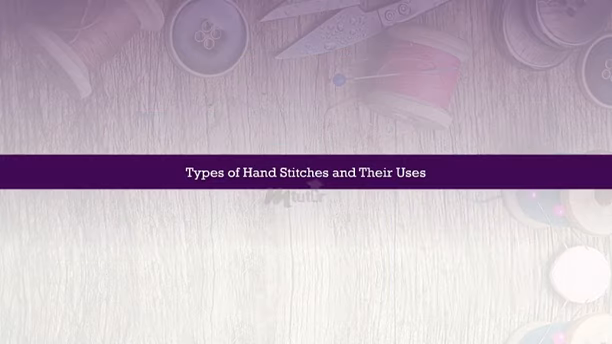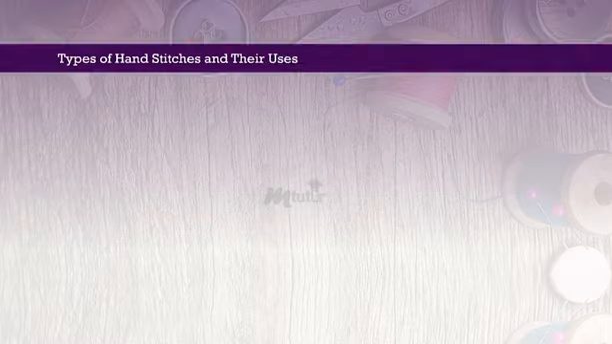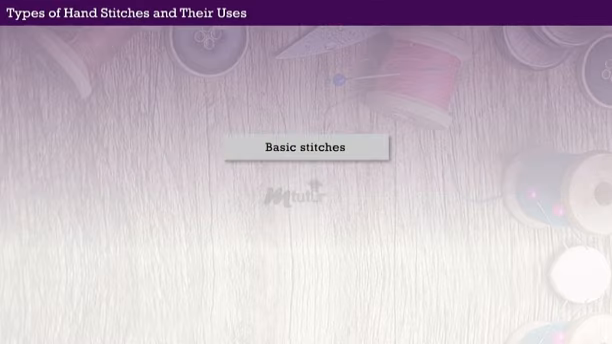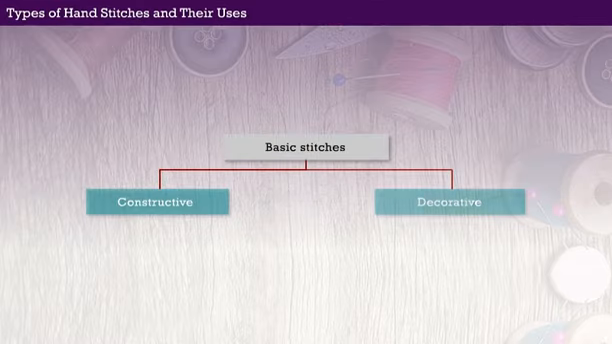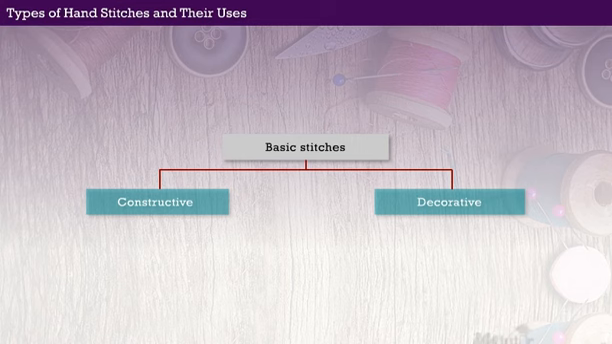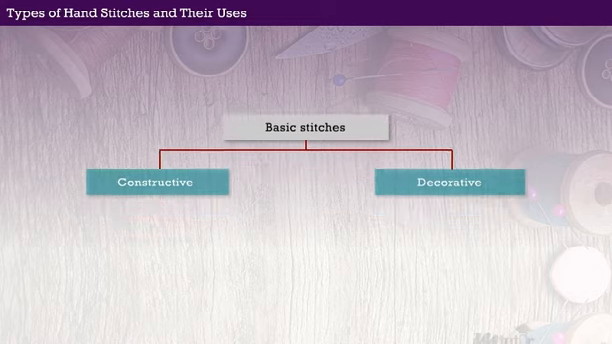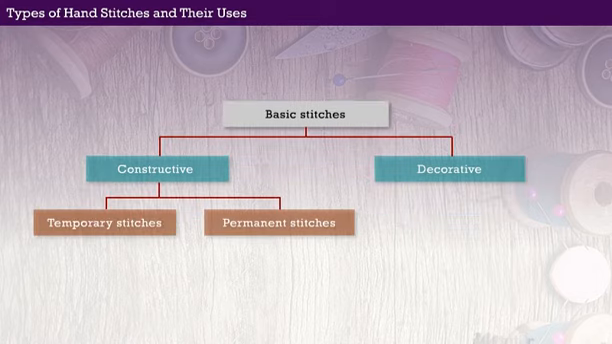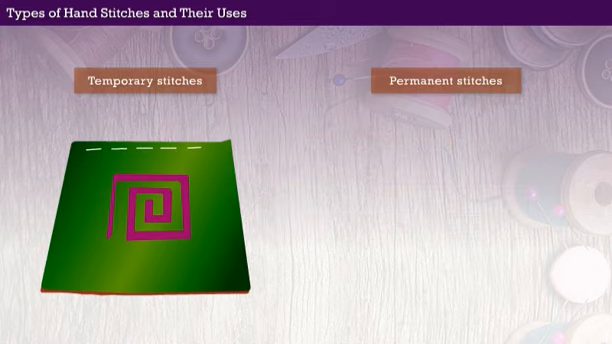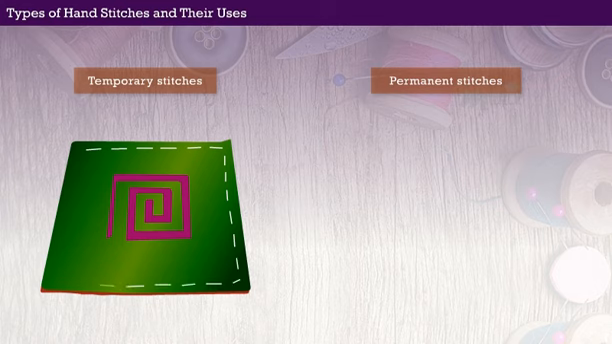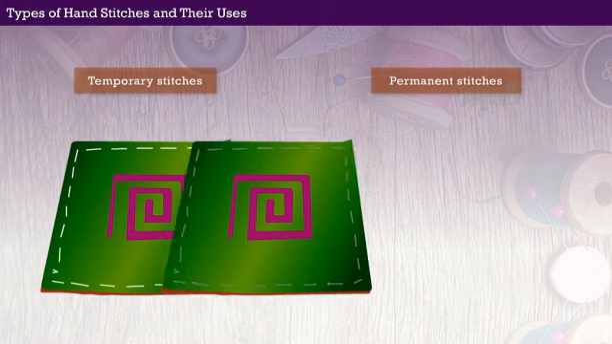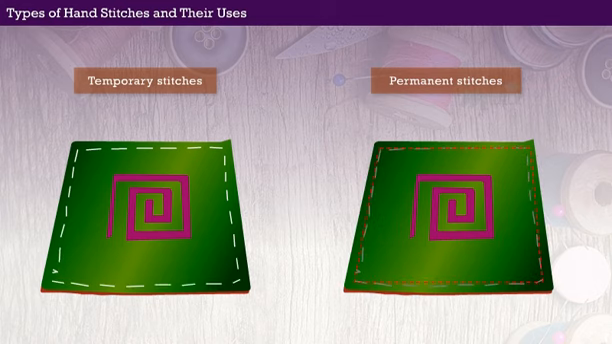Types of hand stitches and their uses. Basic stitches can be classified into constructive and decorative, which are used in embroidery. Constructive stitches can be further classified into temporary and permanent stitches. Temporary stitches are used for holding two or more layers of material together before the permanent stitches are made.